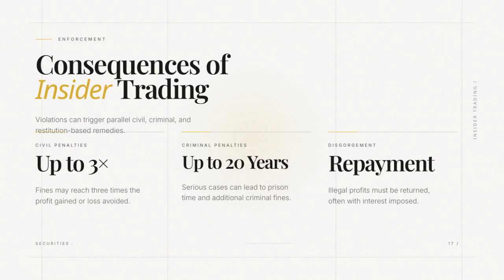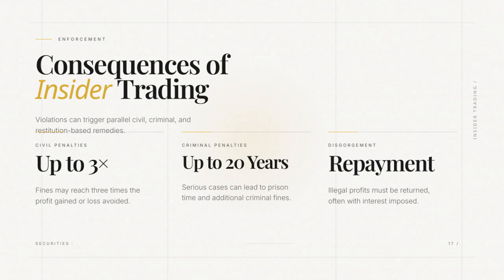Now let's talk about enforcement and the penalties associated with insider trading. Insider trading violations can lead to serious consequences that involve multiple types of legal actions happening at the same time. This includes civil, criminal, and restitution-based remedies. Starting with civil penalties, the fines can be quite severe, sometimes reaching up to 3 times the amount of profit gained or loss avoided through the illegal activity. This acts as a strong deterrent against insider trading.